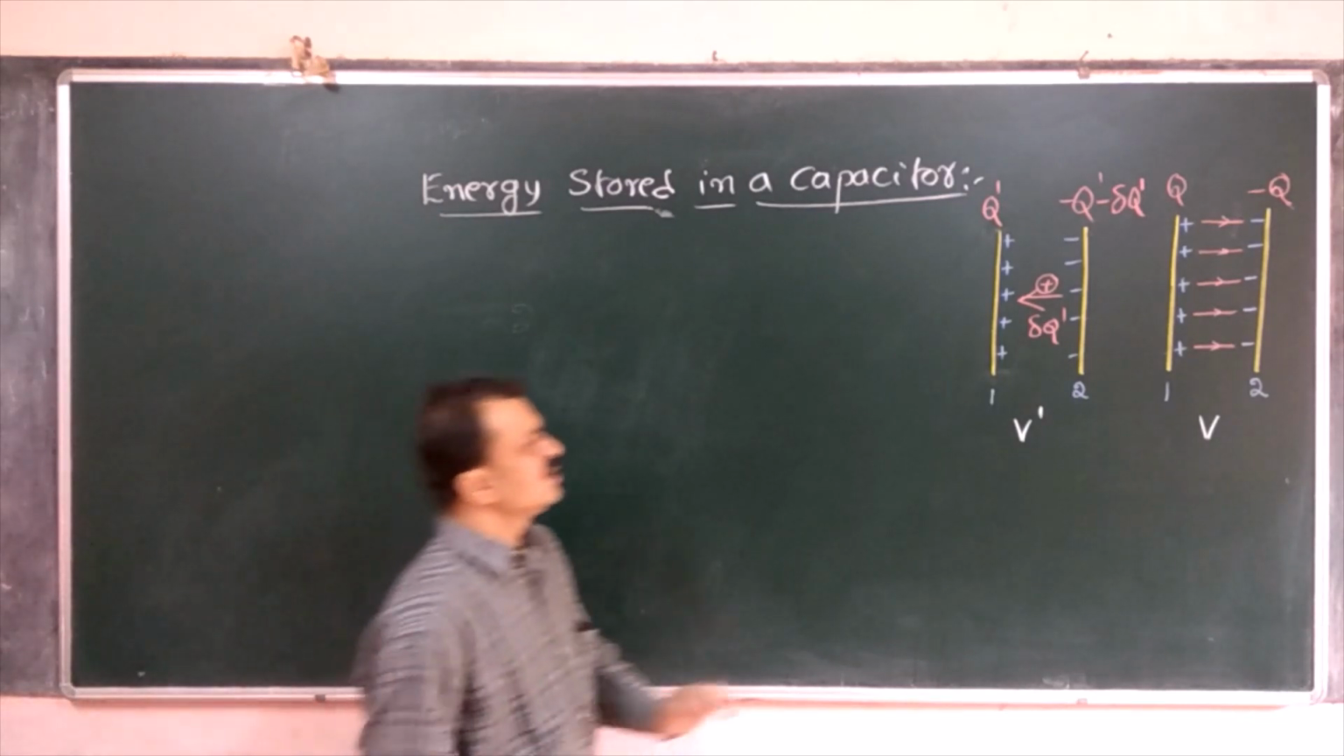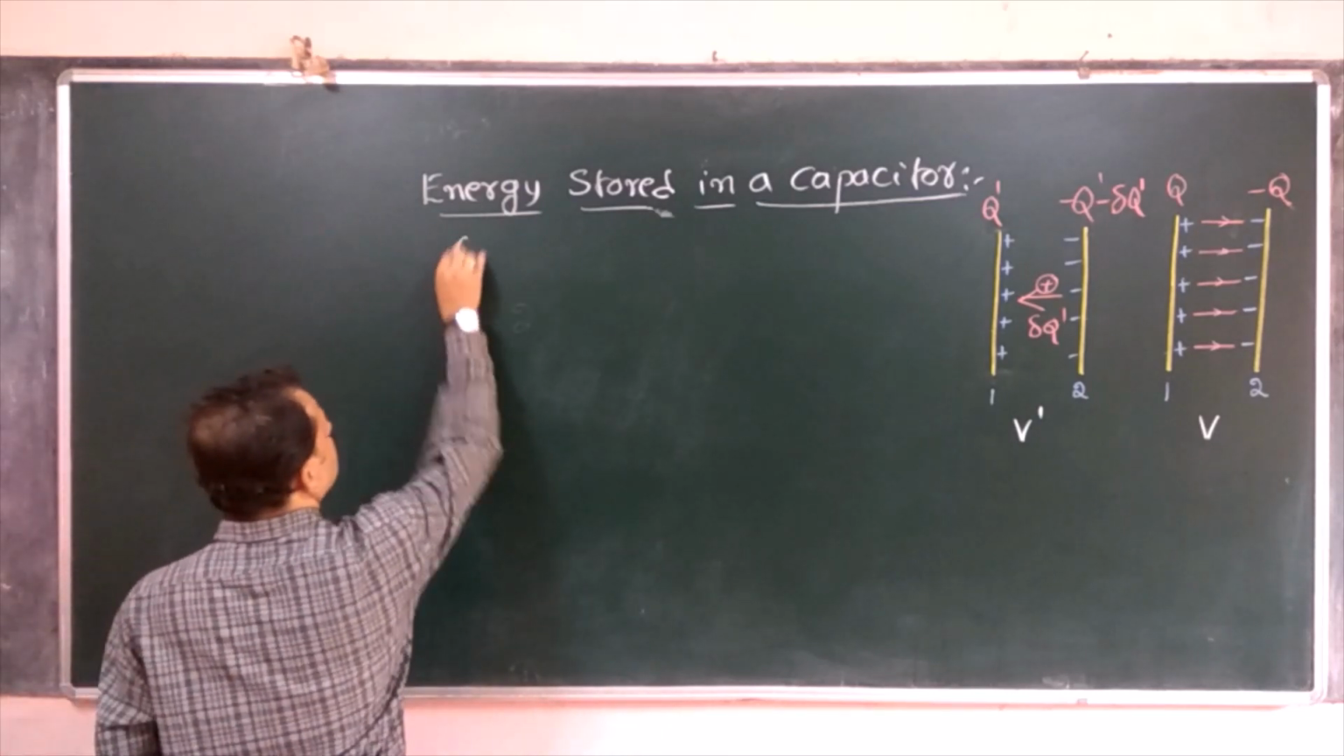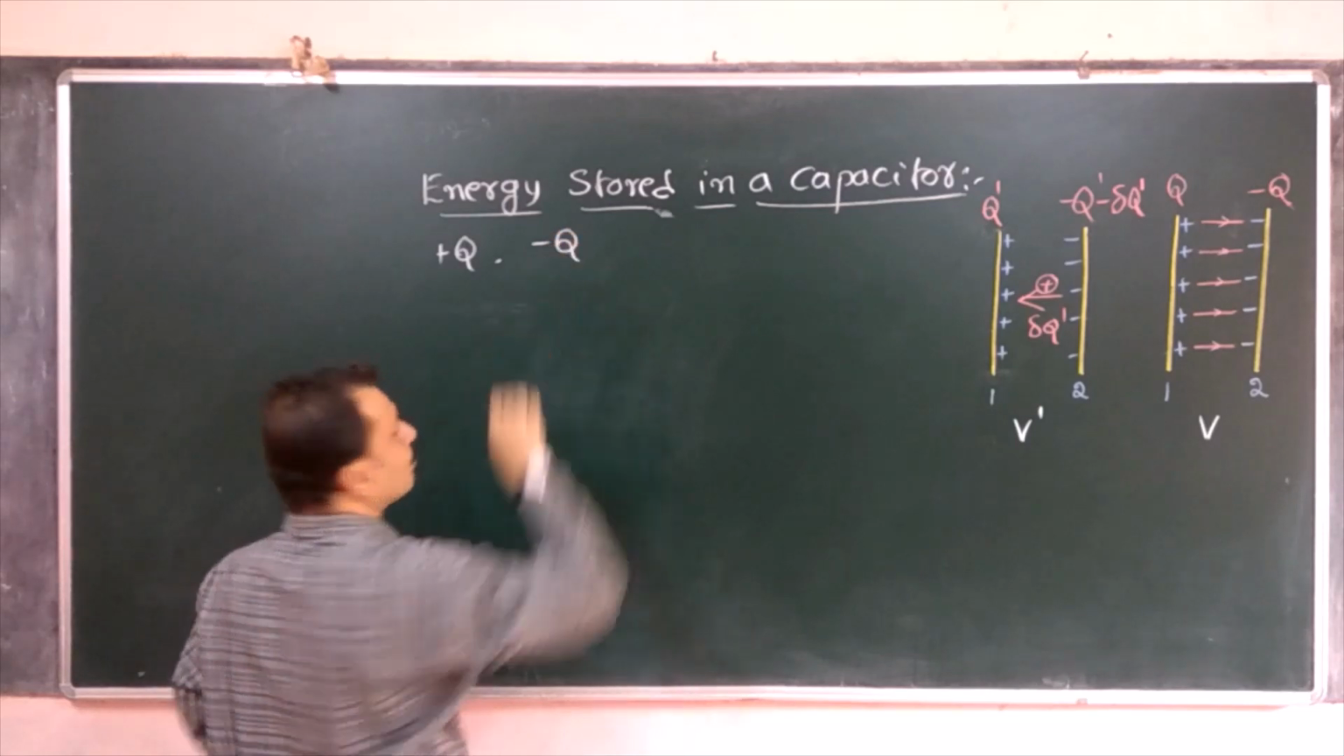Now consider a parallel plate capacitor. In the case of a parallel plate capacitor, we know that the charge on one plate is plus Q and the charge on the other plate is minus Q.